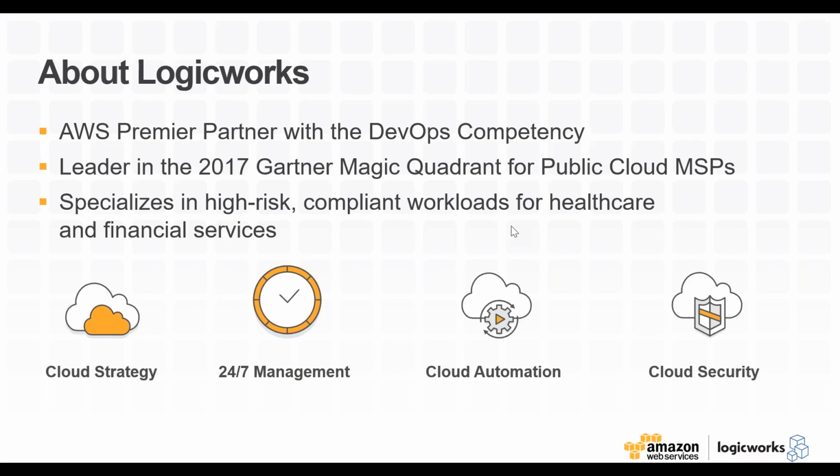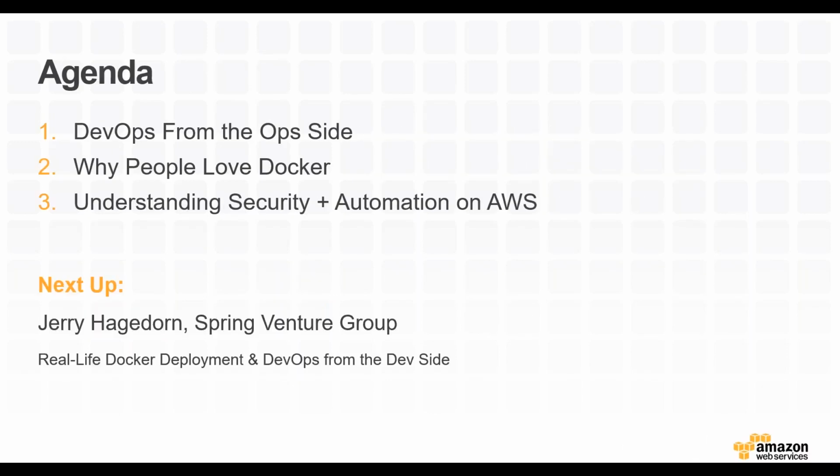Let's dive into some of the details. First up on the agenda, DevOps from the ops side. The focus of the presentation today is to talk about how you build a DevOps practice on AWS. First, we'll give a brief overview of DevOps, then do a deep technical dive into how to build a DevOps practice from the operations side, which, as we'll discuss, is often overlooked in the first stages of agile transformation. Next, we'll look at Docker and then wrap up with the impact of all this automation on your security. After we talk about DevOps from the ops side, we'll introduce Jerry from Spring Venture Group, a customer of Logicworks, who'll pick up the story and talk about DevOps from the dev side, including his deployment pipeline with Docker.